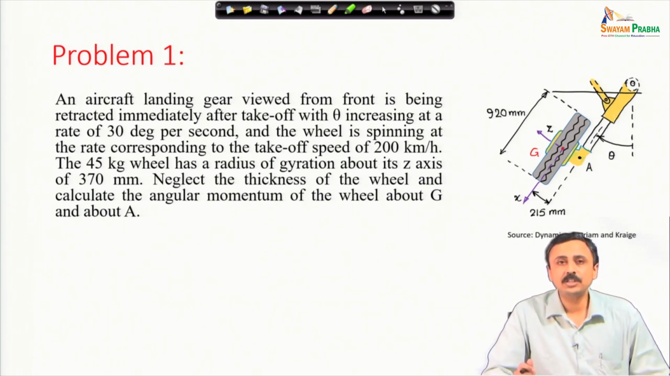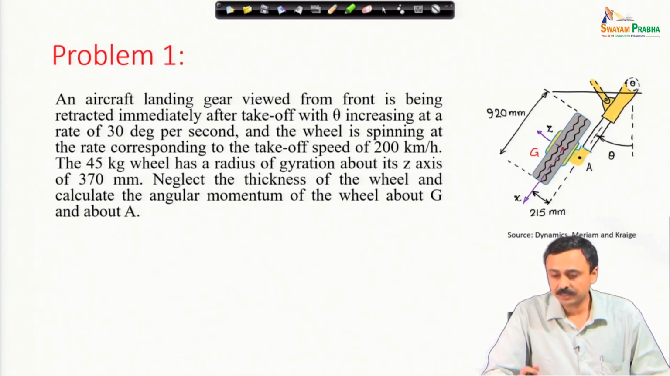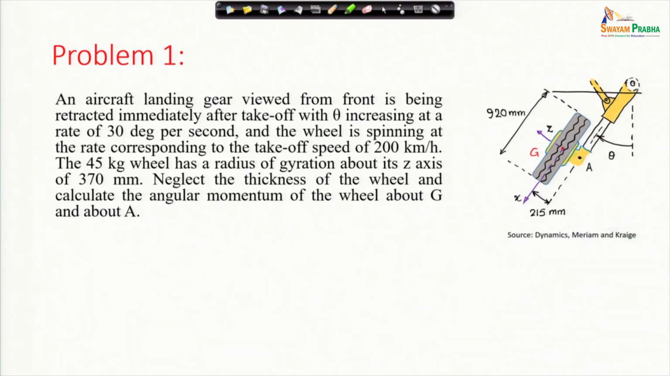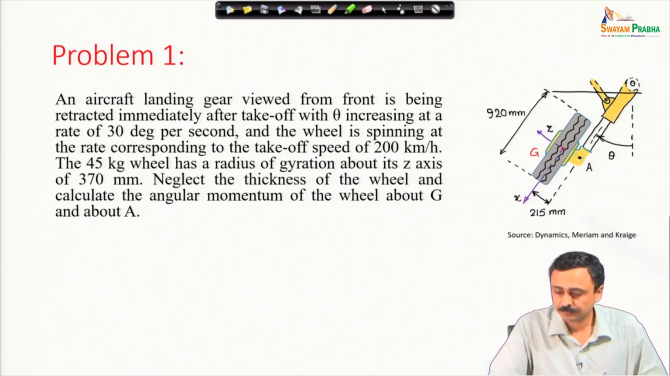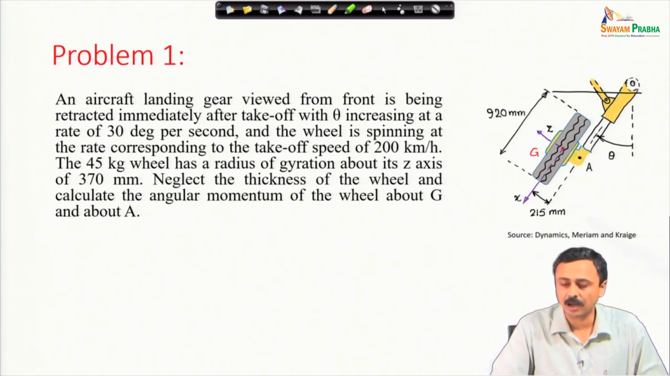These points are marked. G is the center of mass of the wheel, it is marked by that red dot. The origin of the x y z coordinate system is at G. A is another point on that arm which is retracting the wheel. The diameter of the wheel and other dimensions are specified, and theta is measured from the vertical for this retracting arm.